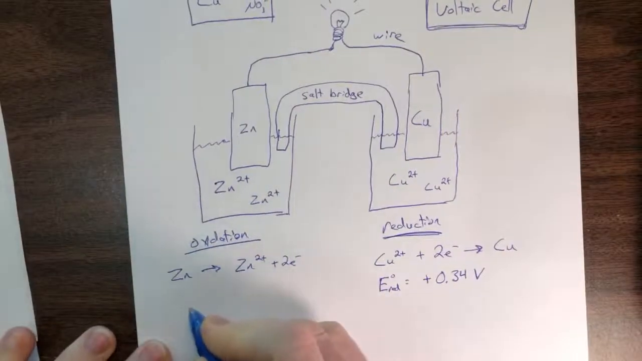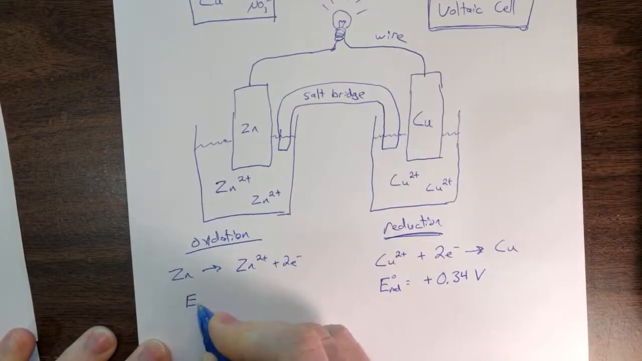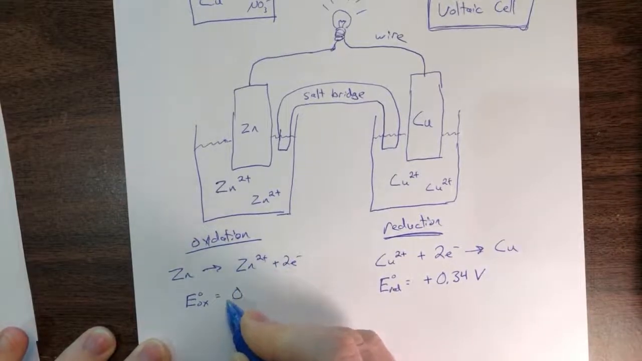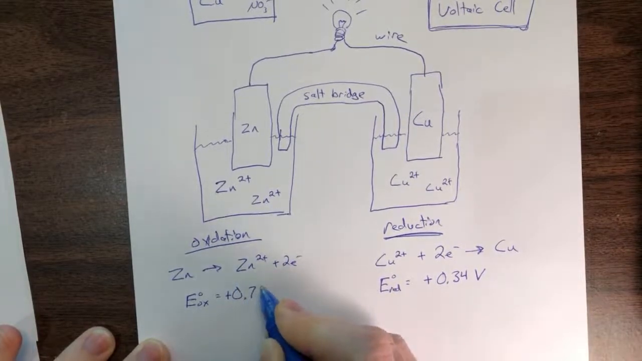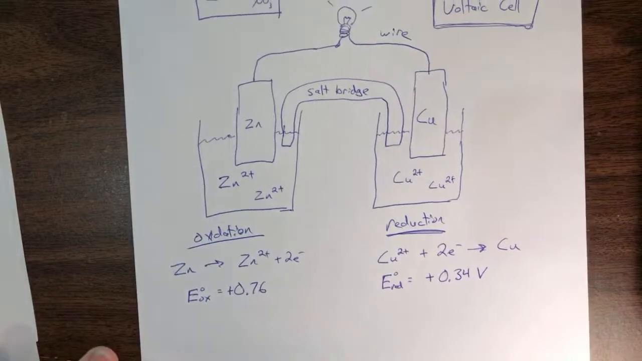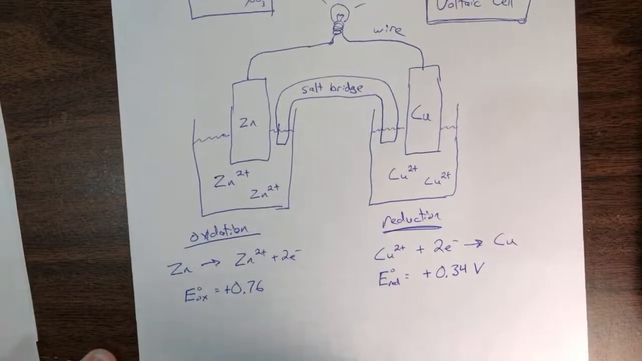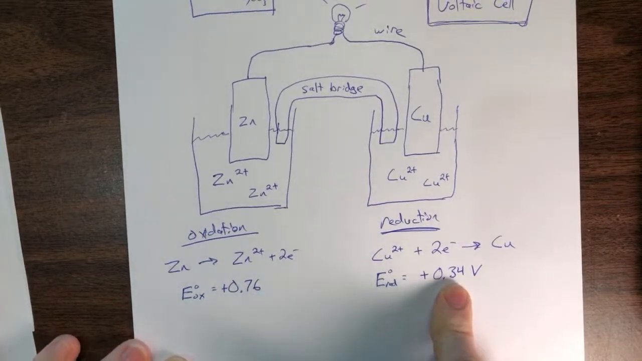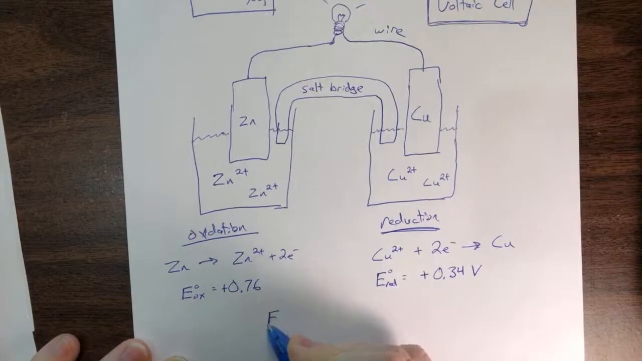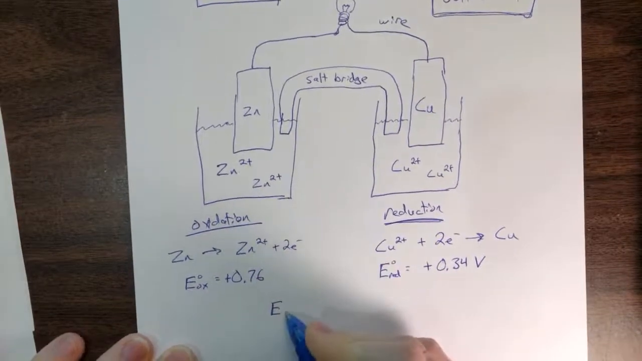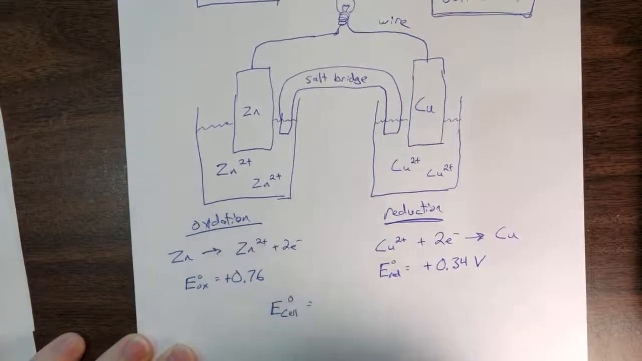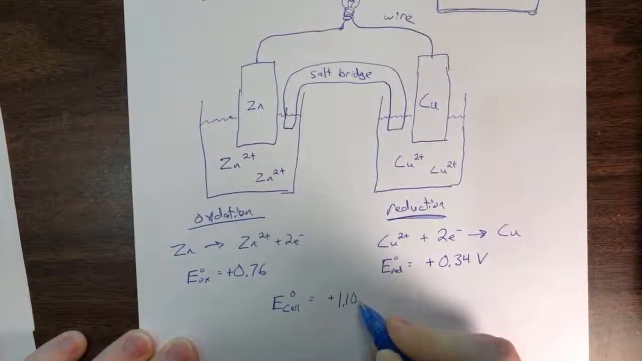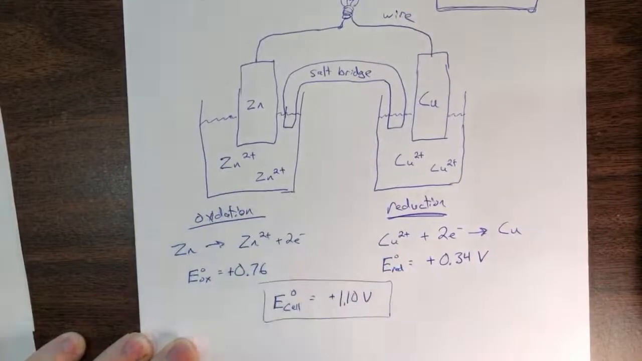So the oxidation potential for this is positive 0.76, which means already we can tell the total voltage of this cell. How many volts would this battery produce? It's going to be 0.76 plus 0.34. So the potential of our total cell is going to be what? That's going to be 1.1 volts, right? That's going to be my total voltage.